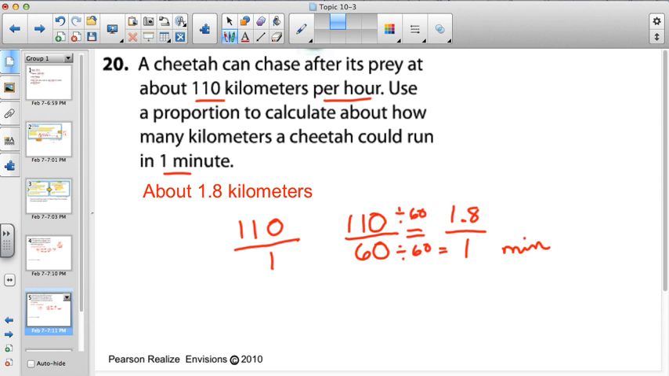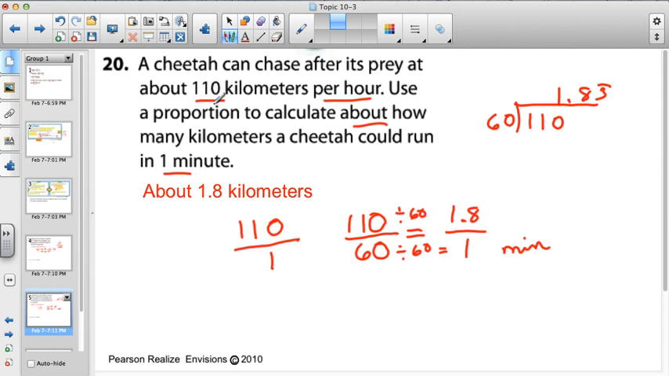And what we will get is 1.8 approximately. We would say that it's approximately 1.8 kilometers because if you did the math and you divided 110 by 60, you would find that what you actually get is the decimal 1.83 repeating. So we're just going to round that to 1 8/10 because they want to know about.